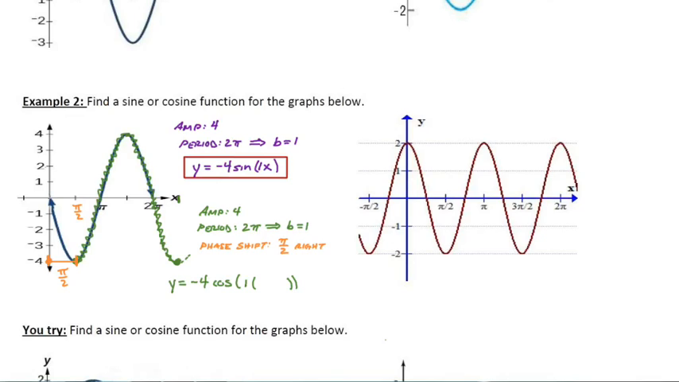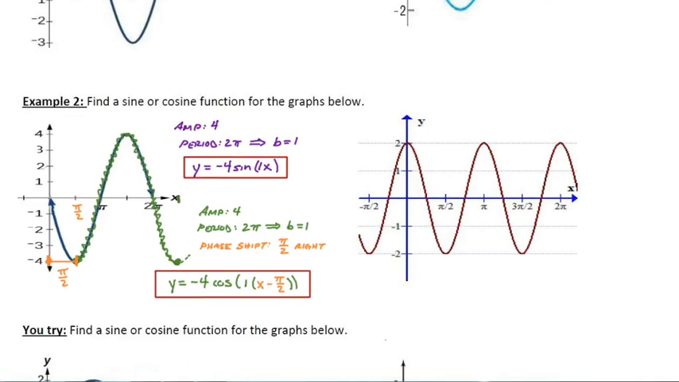And then inside that interior set of parentheses, I need to put something that would move this graph to the right, pi over 2. And what that would be in this case is x minus pi over 2. So that sine function and this cosine function are the same graph. Notice that they just differ by a phase shift. In this case, one unit on my x-axis, which is pi over 2.